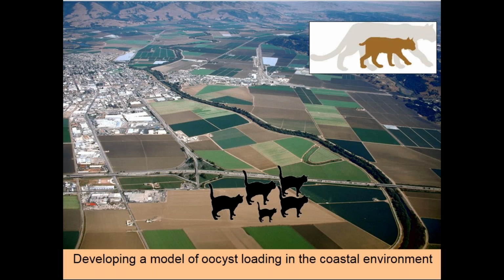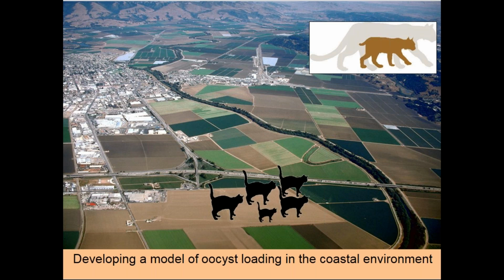So they wanted to look at oocyst loading in the coastal environment, and this had to take into account the different feline populations that share that environment. So that would include owned pet cats, outdoor owned cats, wild cats, including bobcats and mountain lions, and then also the unmanaged feral cats.